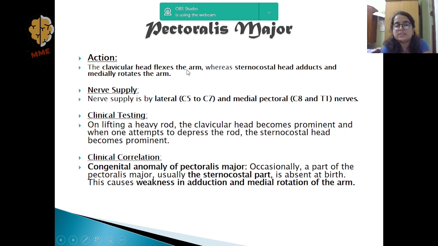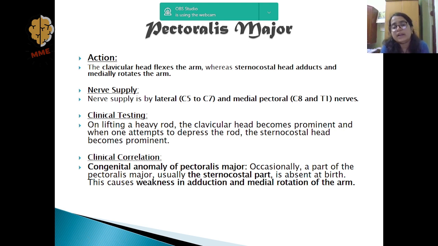Again, you will understand this very well when you study the shoulder joint, where you have to remember the various muscles responsible for the various movements taking place across the shoulder joint. The clavicular fibers of the pectoralis major help in flexion of the arm at the shoulder joint, whereas the sternocostal head is principally the adductor and medial rotator of the arm at the shoulder joint.